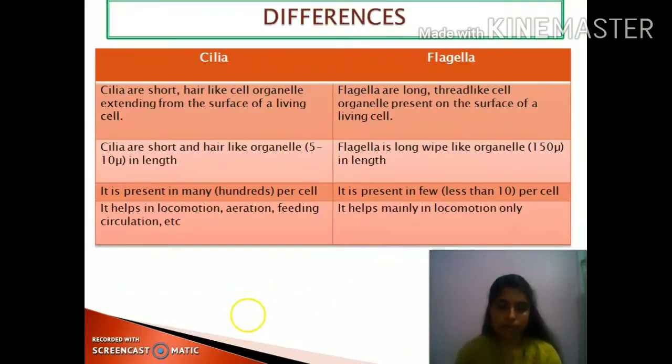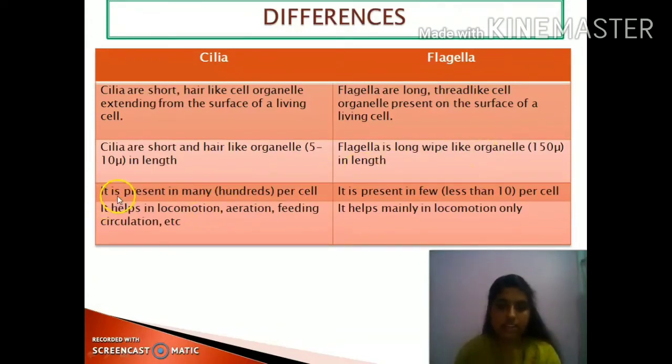Okay, now let us have a look at the basic differences between the cilia and flagella. It's very easy. Cilia are short, hair-like cell organelles extending from the surface of a living cell. Already we have seen that the cilia are very short and hair-like in appearance, while the flagella are long, thread-like cell organelles present on the surface of the cell. That is, they are very long and thread-like in appearance. Clear? Next, cilia are short and hair-like, while flagella are long and whip-like in appearance.